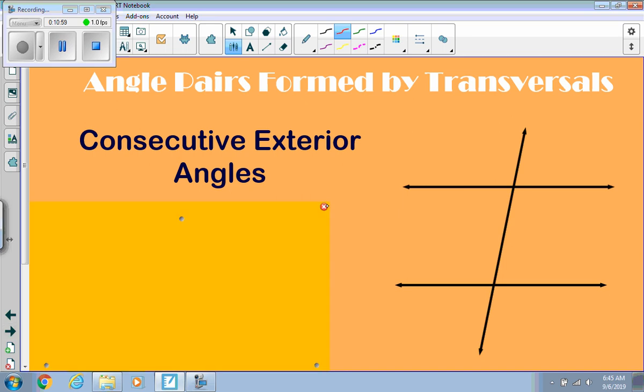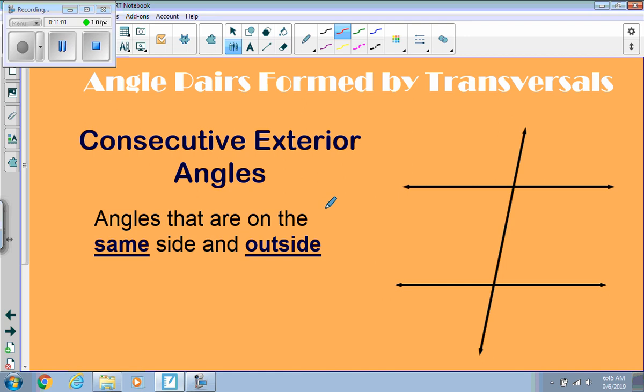Consecutive exterior is going to be on the outside and on the same side. So I've got my red dots and my yellow dots up here. Again, consecutive means supplementary. These angles are going to be supplementary to one another when the lines are parallel.